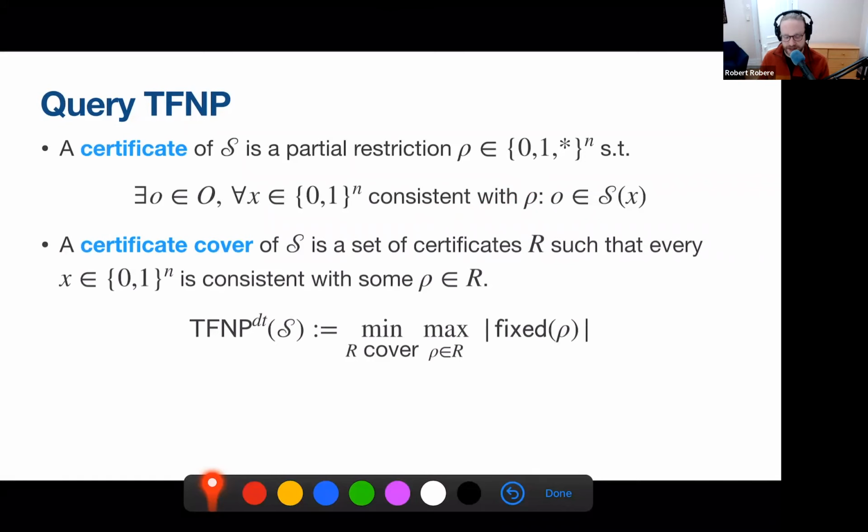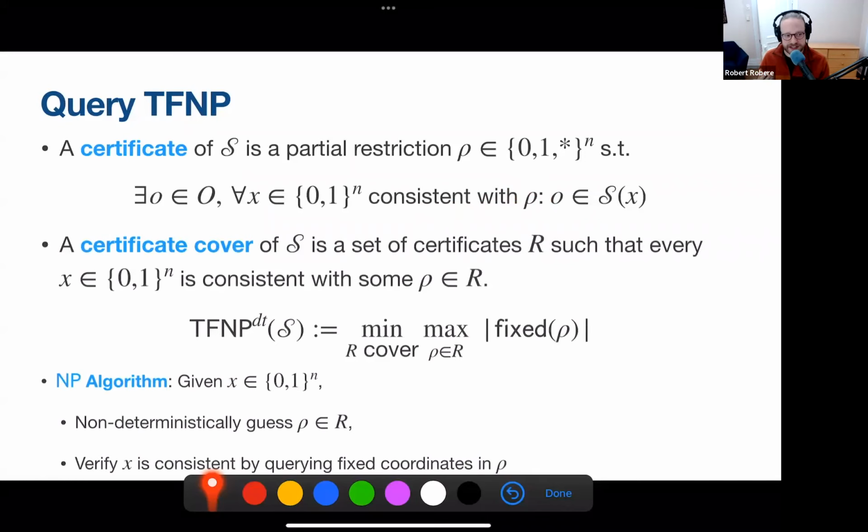Okay. And then the way to think about this ultimately is as an NP algorithm. Given some input X, we non-deterministically guess some certificate in the cover, and then we can verify that X is consistent by querying the coordinates that are fixed in this partial restriction. And then every certificate has some output which is consistent with it. So that means that once I have verified that X is consistent with the certificate, then I'm done. I can just output whatever that certificate is. Okay.